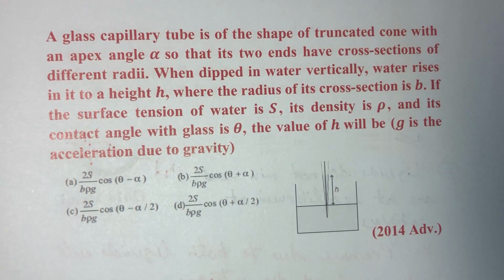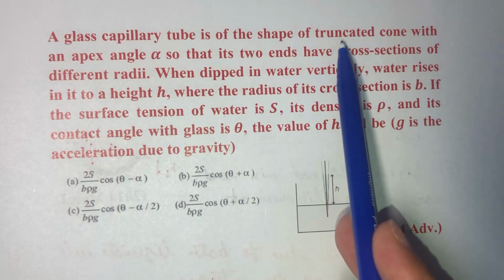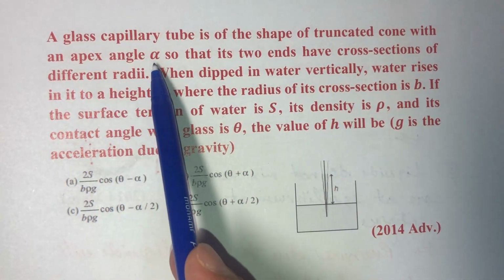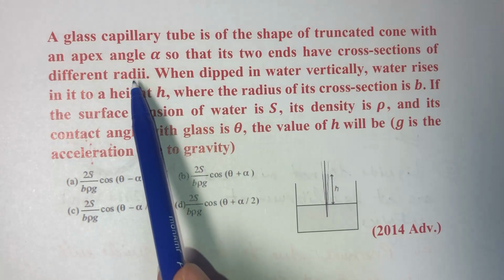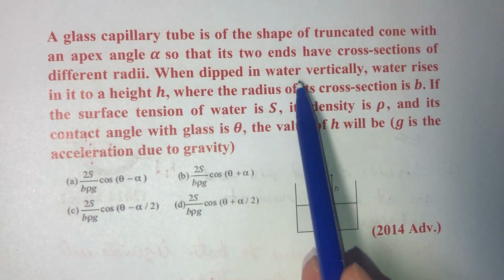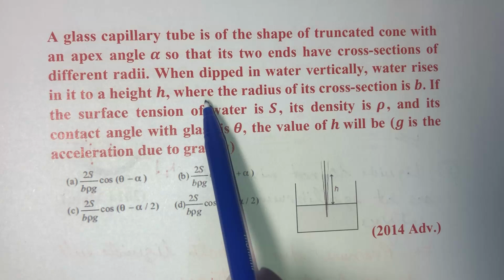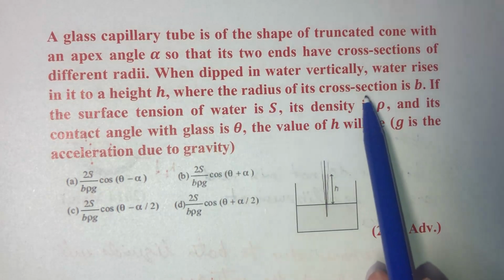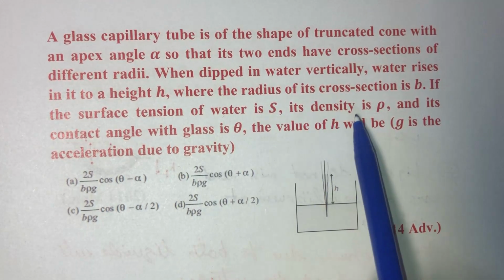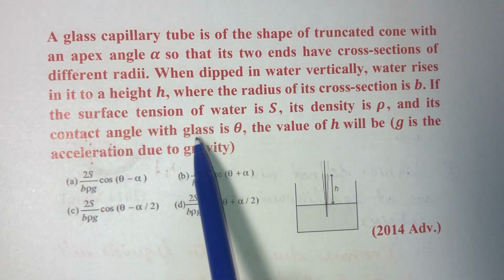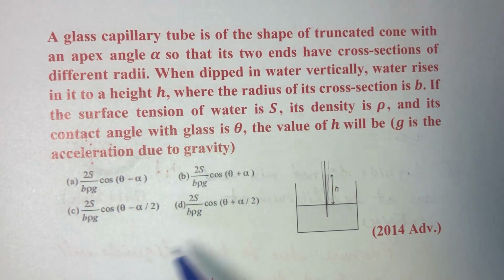Hello friends, in today's question, a glass capillary tube is of the shape of a truncated cone with an apex angle alpha, so that its two ends have cross-sections of different radii. When dipped in water vertically, water rises in it to a height h where the radius of its cross-section is b. If the surface tension of the water is S, its density is rho, and the contact angle with the glass is theta, the value of h will be, and g is acceleration due to gravity.